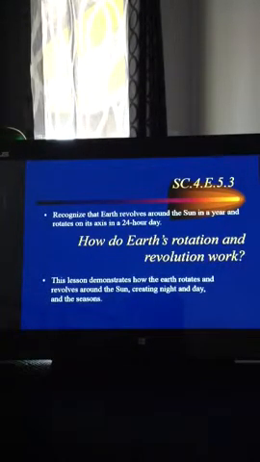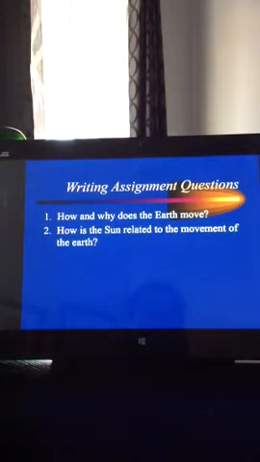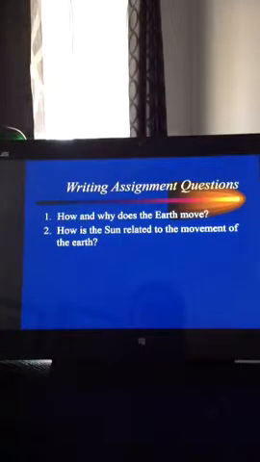How do Earth's rotation and revolution work? This lesson demonstrates how the Earth rotates and revolves around the Sun, creating night and day and the seasons. Writing assignment questions. How and why does the Earth move? How is the Sun related to the movement of the Earth?